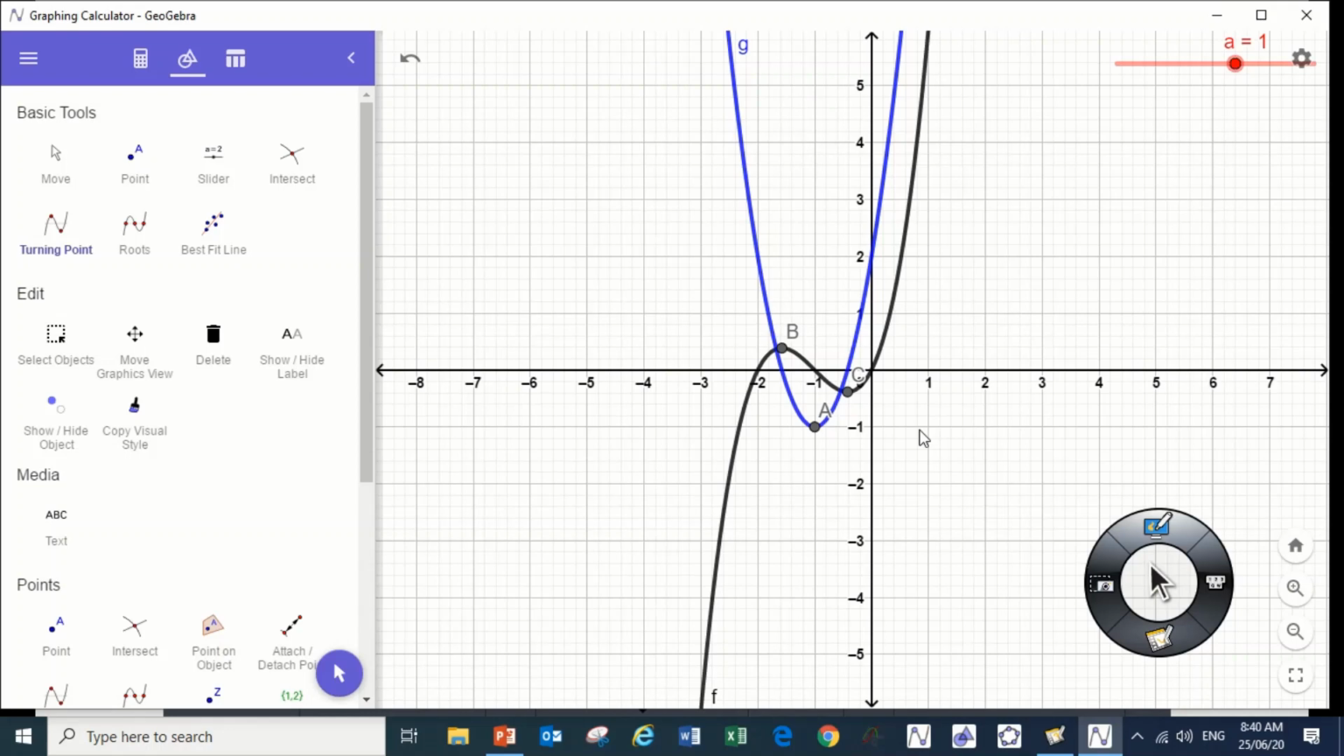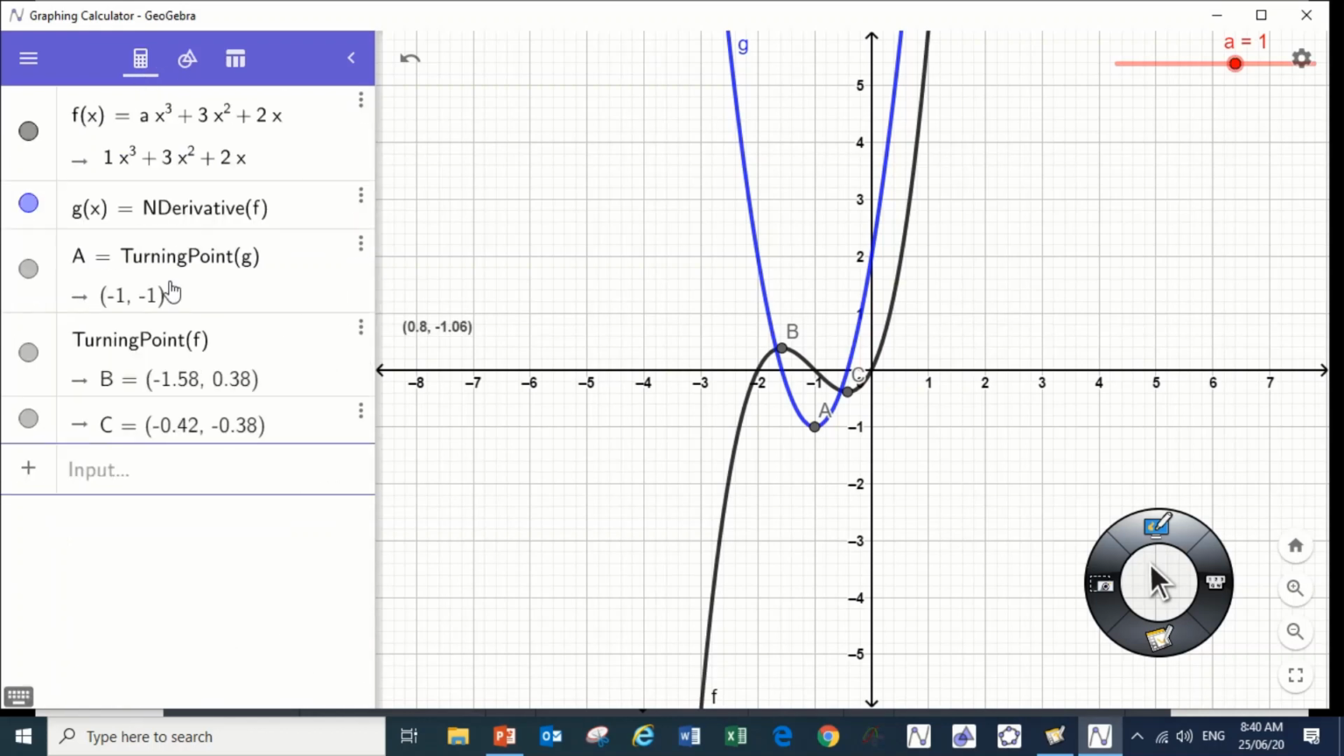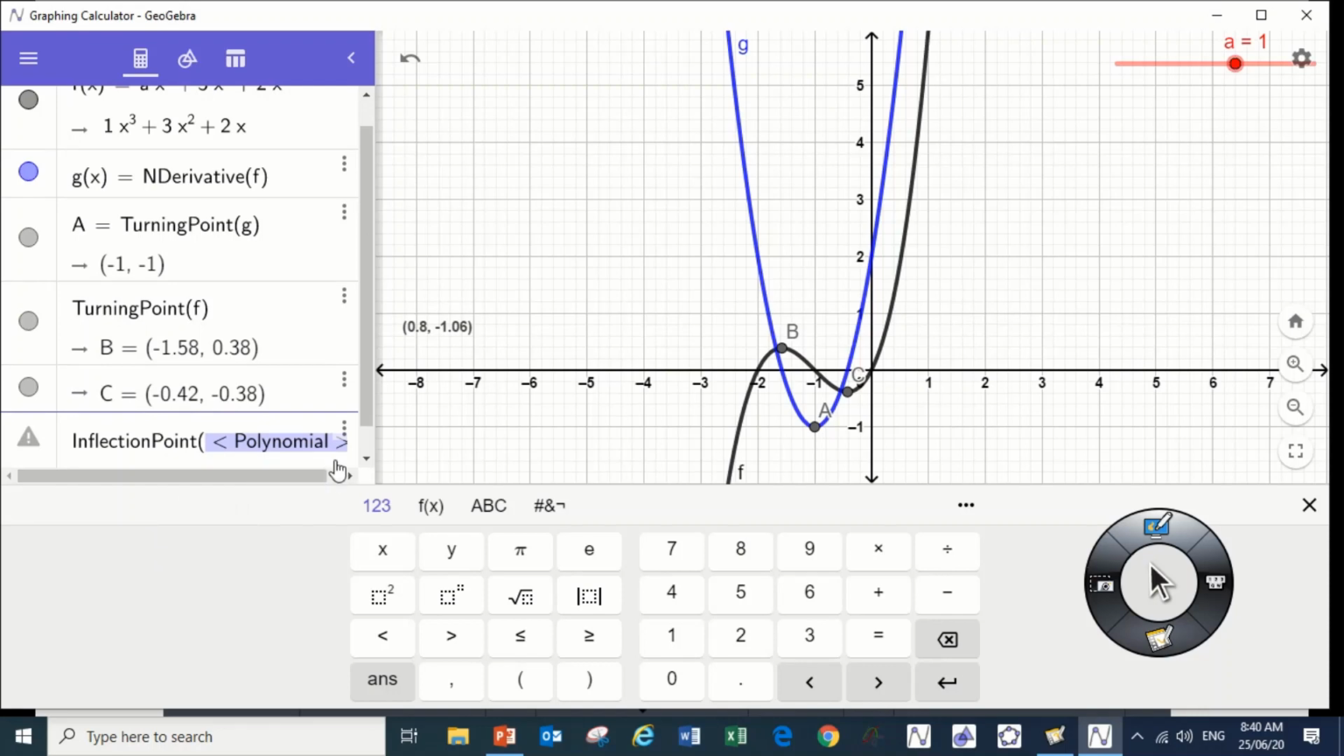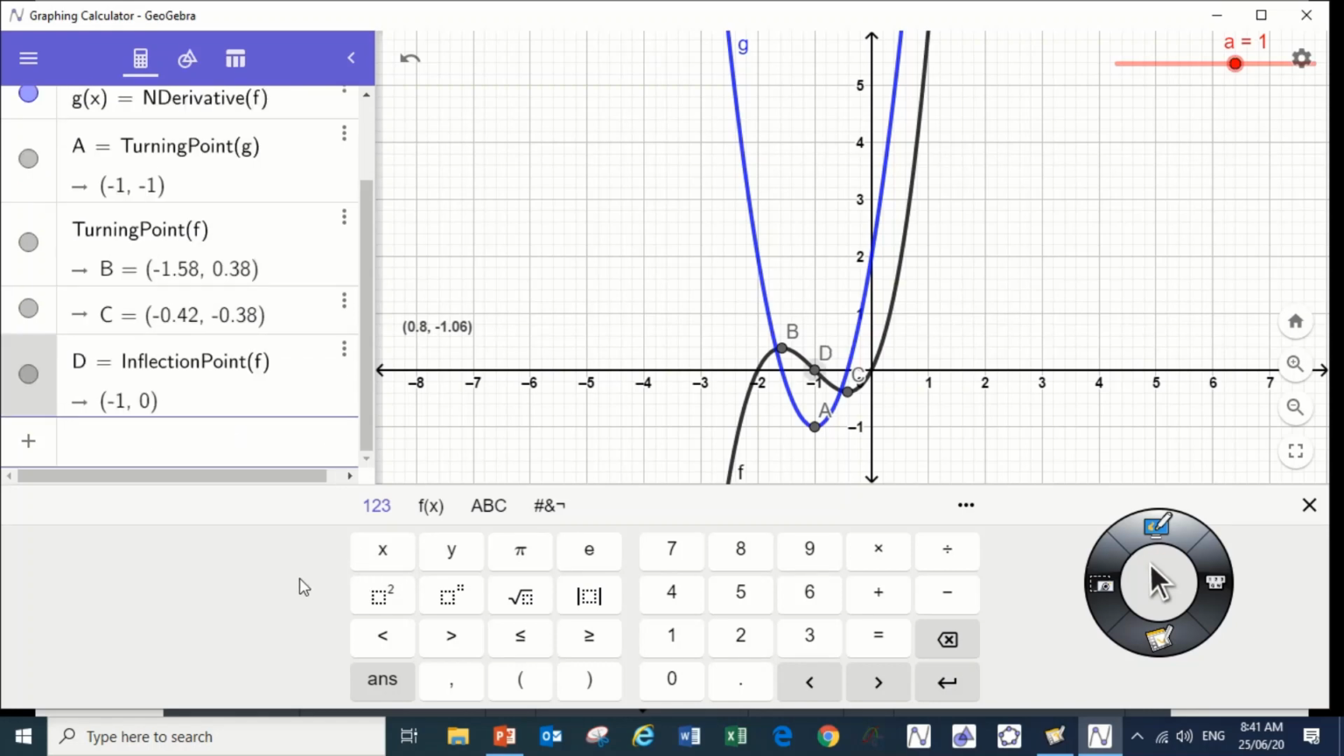That's the value. Now, your point of inflection. The good thing is that this software can help me to determine everything. So that's my inflection point. I just need to put my function there. So my function is f of x. So the computer is also determining the point of inflection, which is that point.